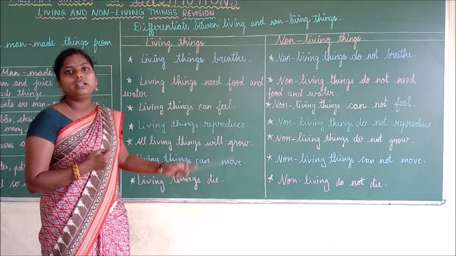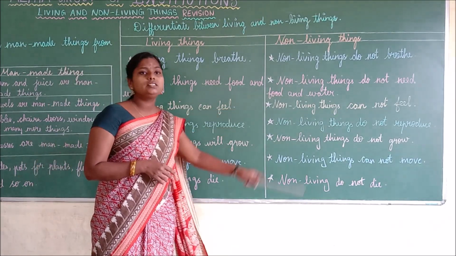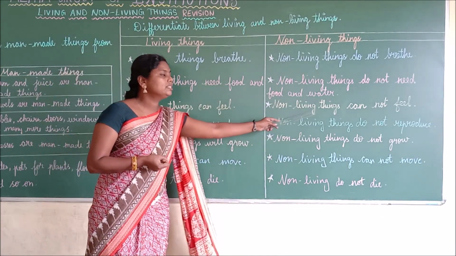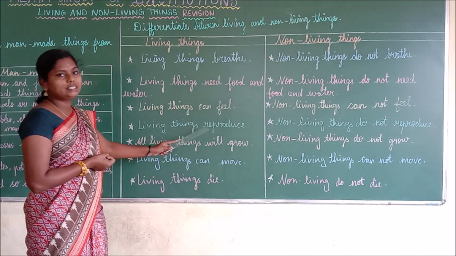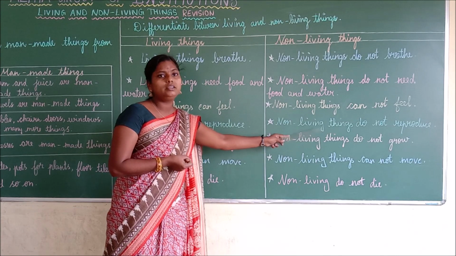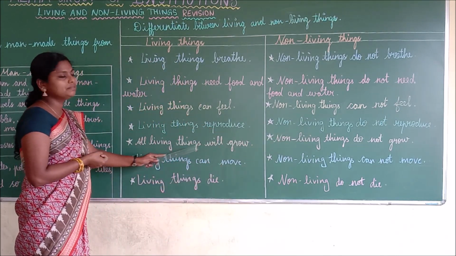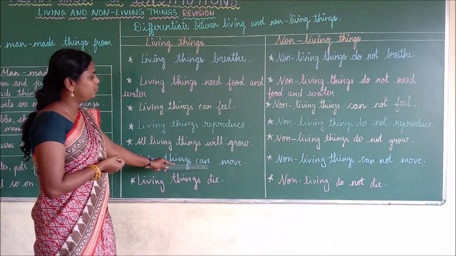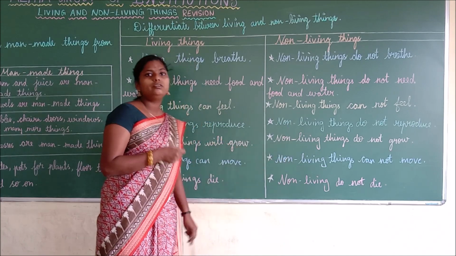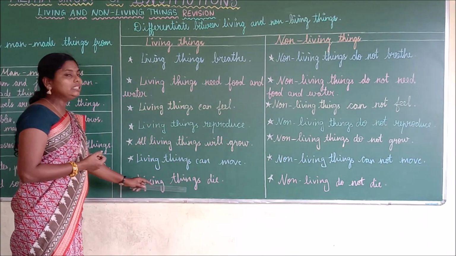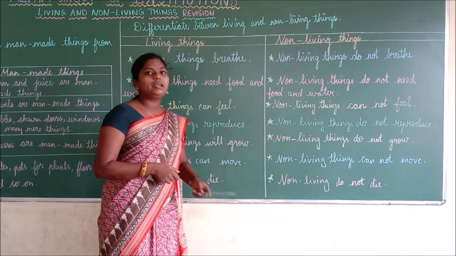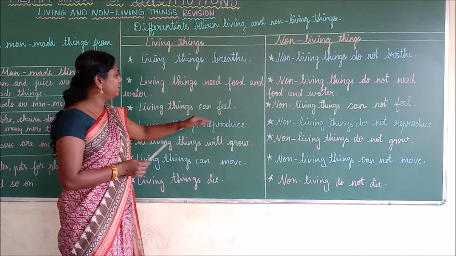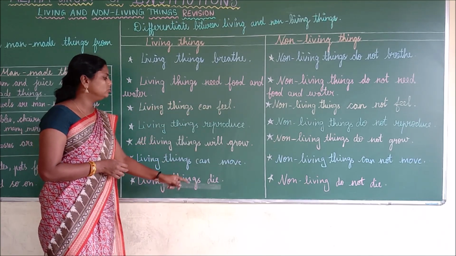Next one, living things need food and water. Non-living things do not need food and water. Living things can feel. Non-living things cannot feel. Living things reproduce. Non-living things do not reproduce. All living things will grow. Non-living things do not grow. Living things can move. Non-living things cannot move from one place to another. Living things die and non-living things do not die. So listen, first one is breathe, need food and water, feel, reproduce, grow, move and die.